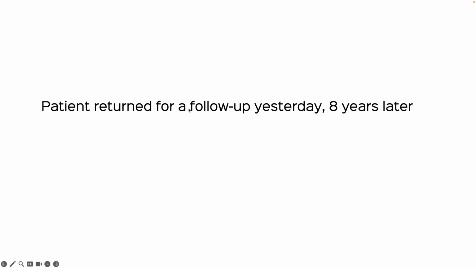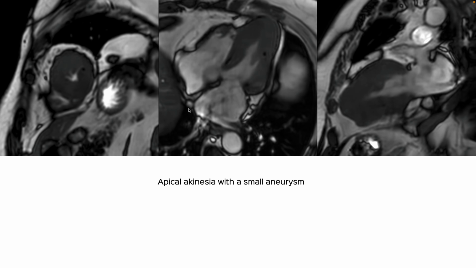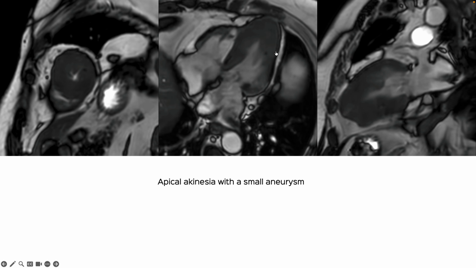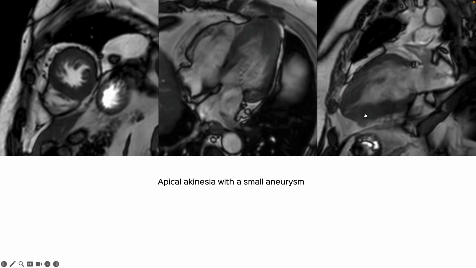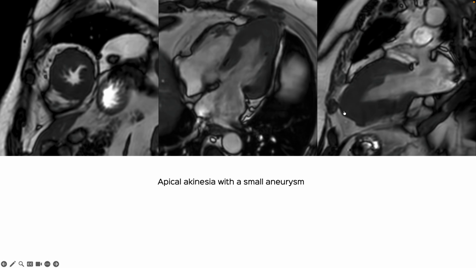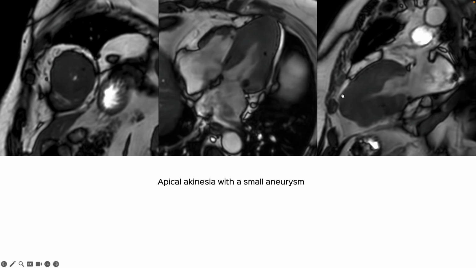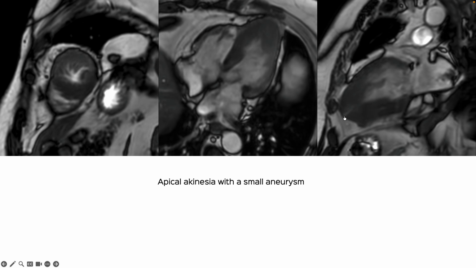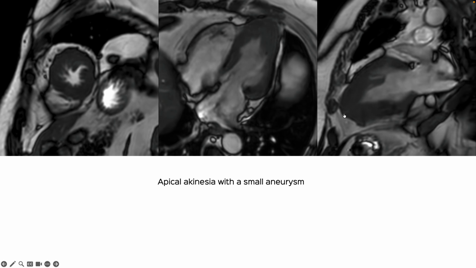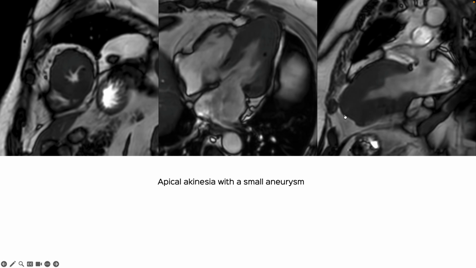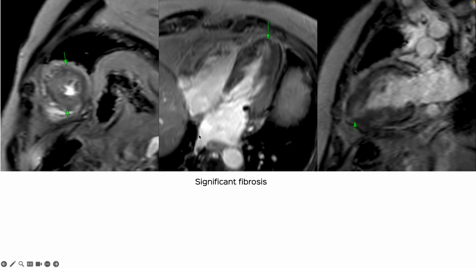Then the patient came for a follow-up 8 years later, and now we can see there's a difference. The apical hypertrophy has increased, but now this area is hypokinetic, and there is a small aneurysm here. In systole, you can see a little outpouching here, and there's extensive fibrosis. There was also a septal component, which I'm not showing right now, but the total fibrosis was about 17%.